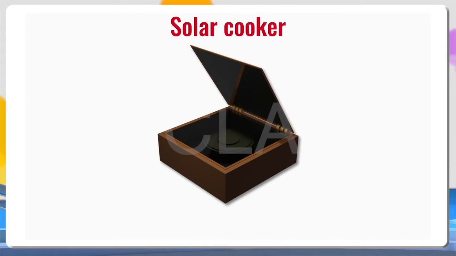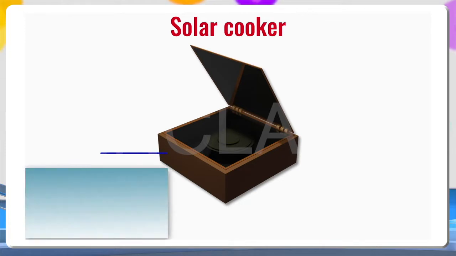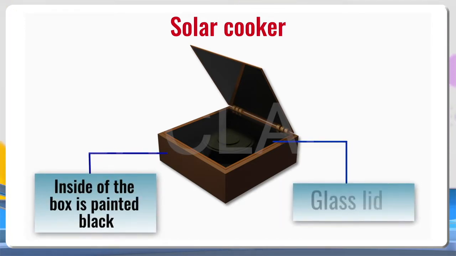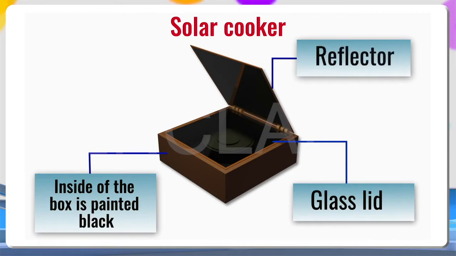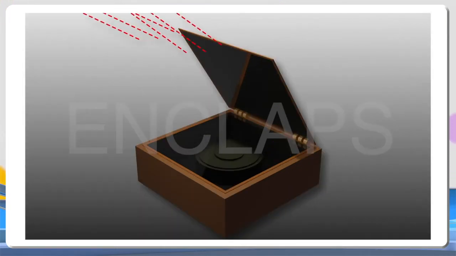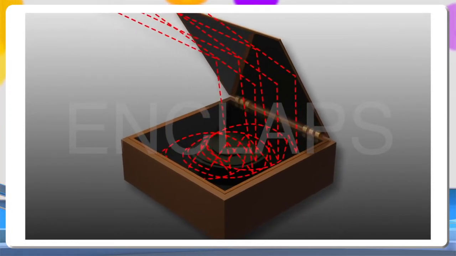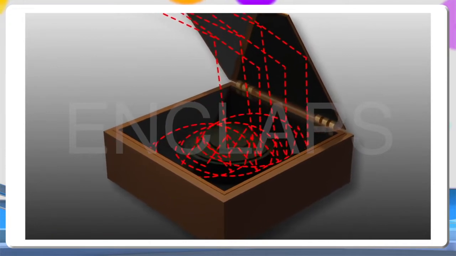Here, you can see the structure of a box type solar cooker. Here, the inside of the box is painted black. The box can be seen with a glass lid. Cooking vessel is placed inside the black coated box. The reflector can be seen above the box. This reflector reflects the sunlight into the box. The black paint inside the box absorbs the light of all wavelengths and converts them into heat.